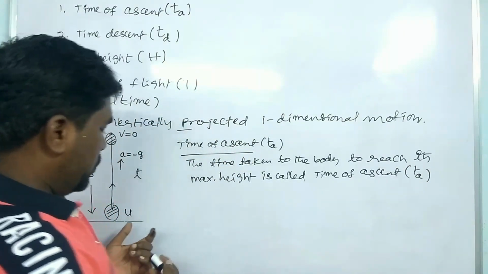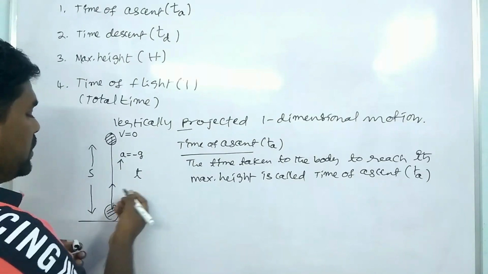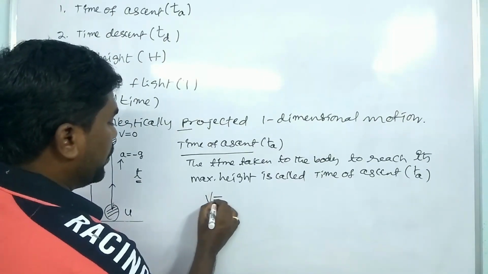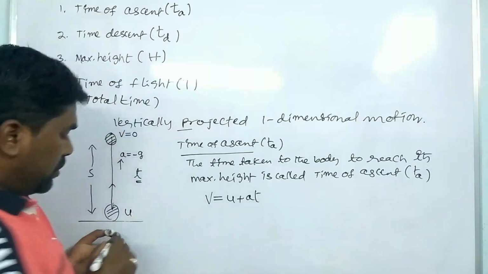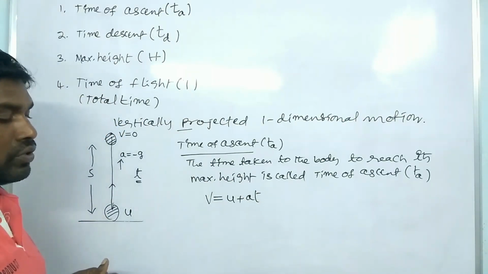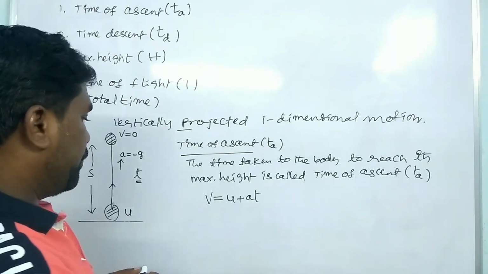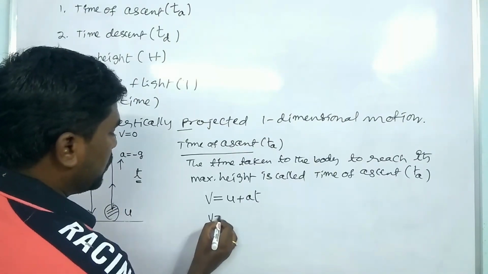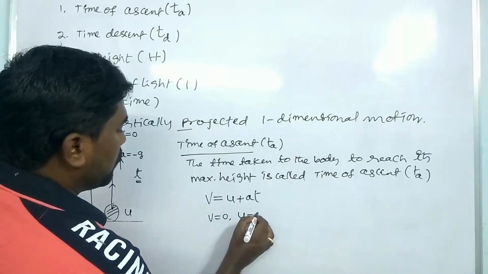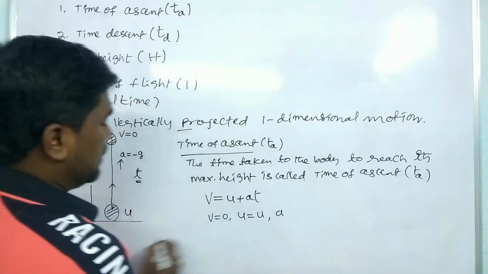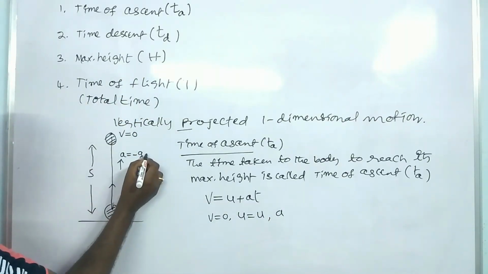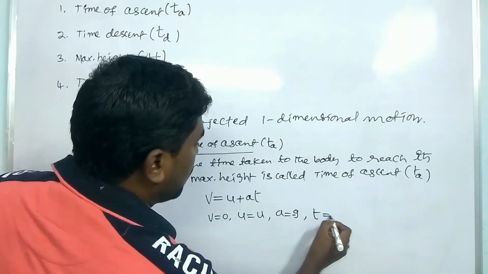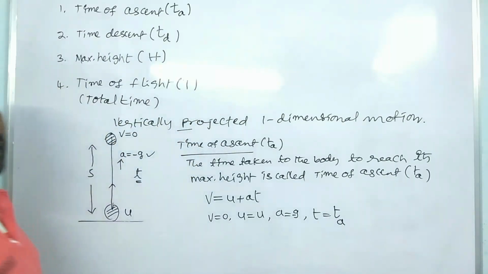How can we find the time of ascent of a body? From the equations of motion, v is equal to u plus at. This is the equation we have to choose. Here the final velocity v is 0, u is the initial velocity, the acceleration in the case of a vertically projected body is minus g, and t is the time taken, which is the time of ascent, TA.